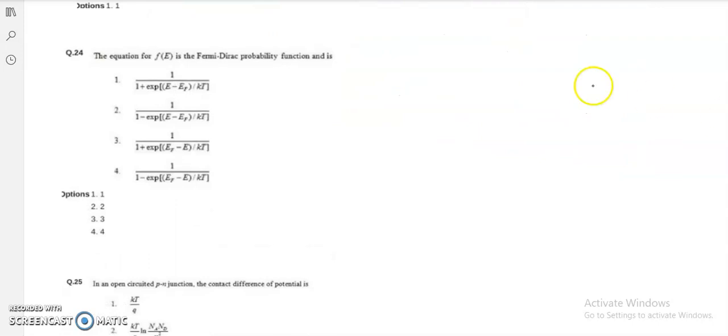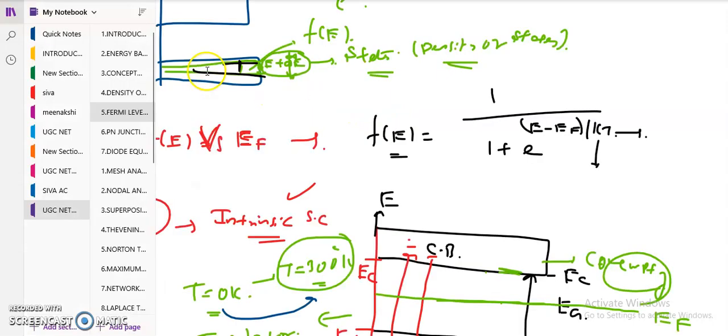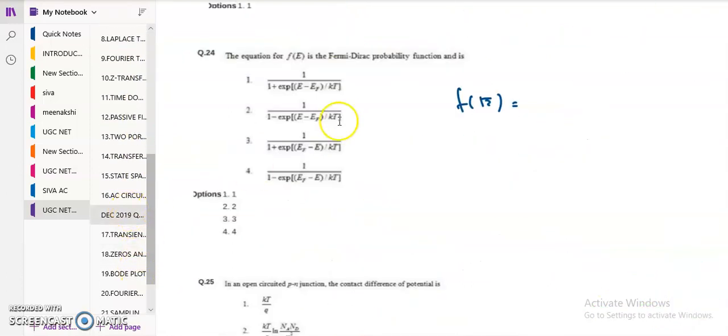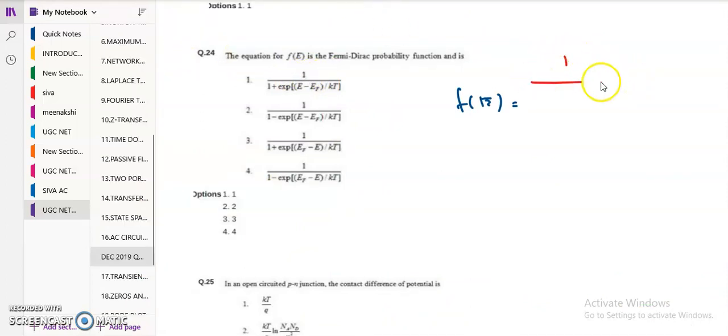Coming to the next question, the equation of f of E is the Fermi-Dirac probability function. That means they are asking about f of E. In the Fermi level lecture, I gave you one formula that f of E, the Fermi-Dirac function, is equal to 1 divided by 1 plus e power (E minus Ef) divided by kT. So f of E is equal to 1 divided by 1 plus e power (E minus Ef) divided by kT. Here the first one is the correct answer.